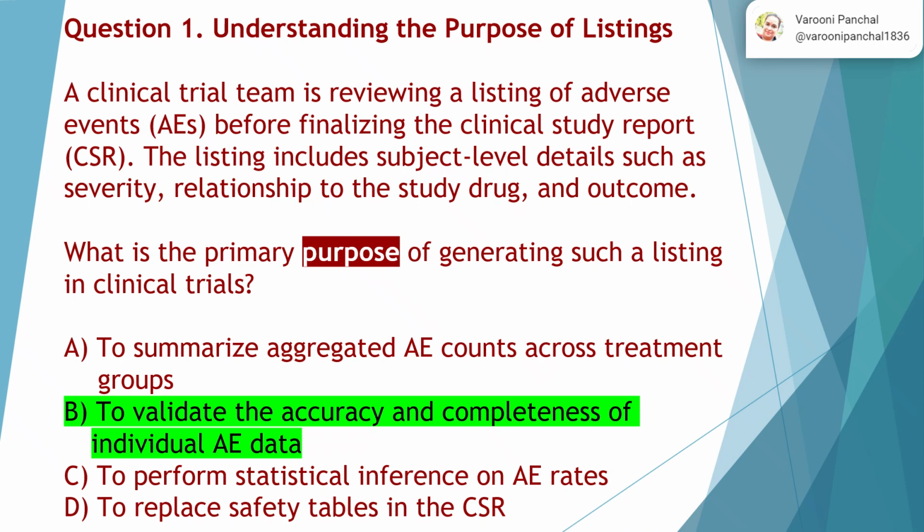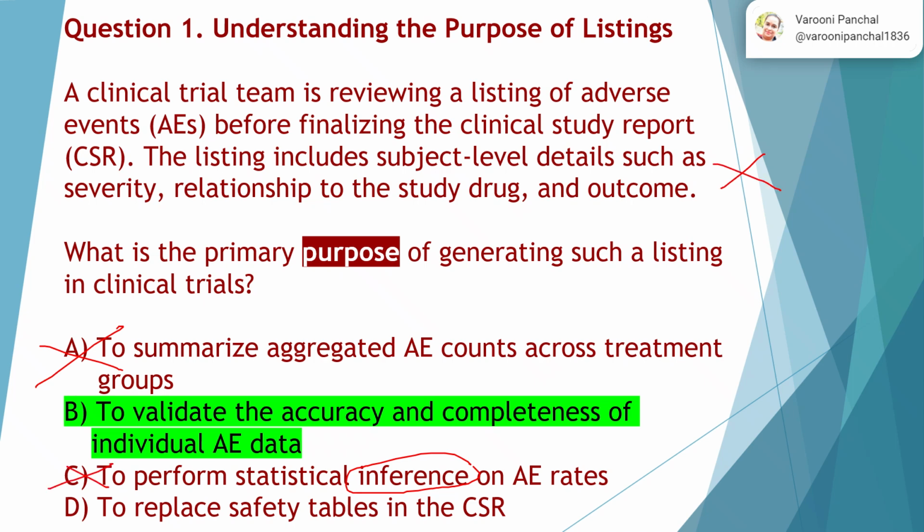Option A, to summarize aggregated AE counts across treatment groups. No. Option C, to perform statistical inference on AE rates. Now here the statistical inference, what they are talking, there is nothing called as p-value in this subject level details, right? So the answer is wrong.